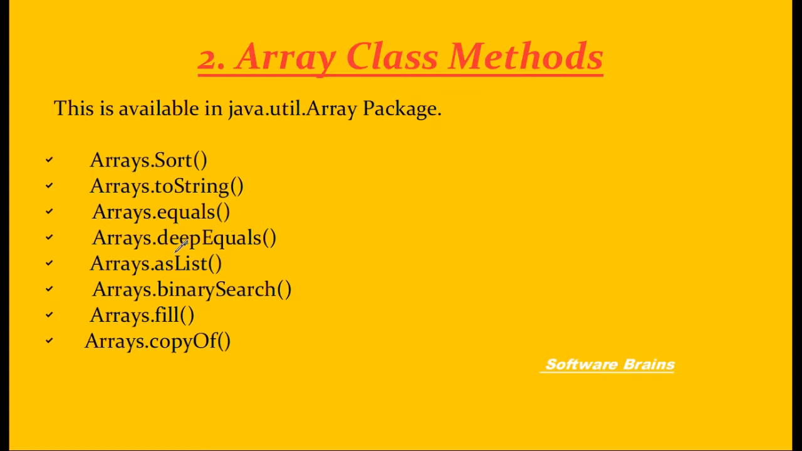The next method is deepEquals. This is pretty similar to the Arrays.equals method. The only difference is that Arrays.equals supports one-dimensional arrays, whereas when we are using two-dimensional arrays, to compare them we use the deepEquals method. We give two arrays as parameters to this method, array1 and array2. If those two arrays are equal, it returns true, otherwise it returns false.